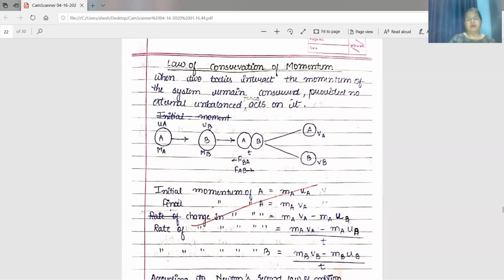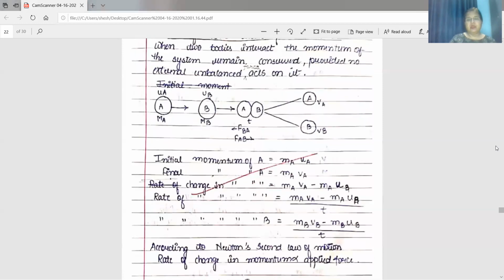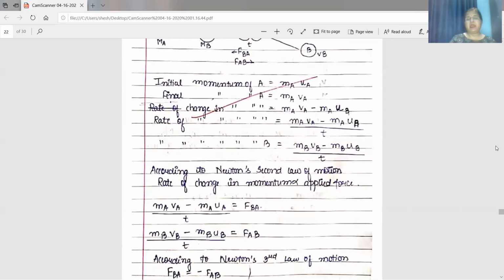Final momentum of body A is mass into final velocity, so mA into vA. What is the change in momentum? Change in momentum is final momentum minus initial momentum, which equals mAvA minus mAuA. Then what is the rate of change in momentum? You divide it by time, and you will get the rate. So (mAvA minus mAuA) divided by t.